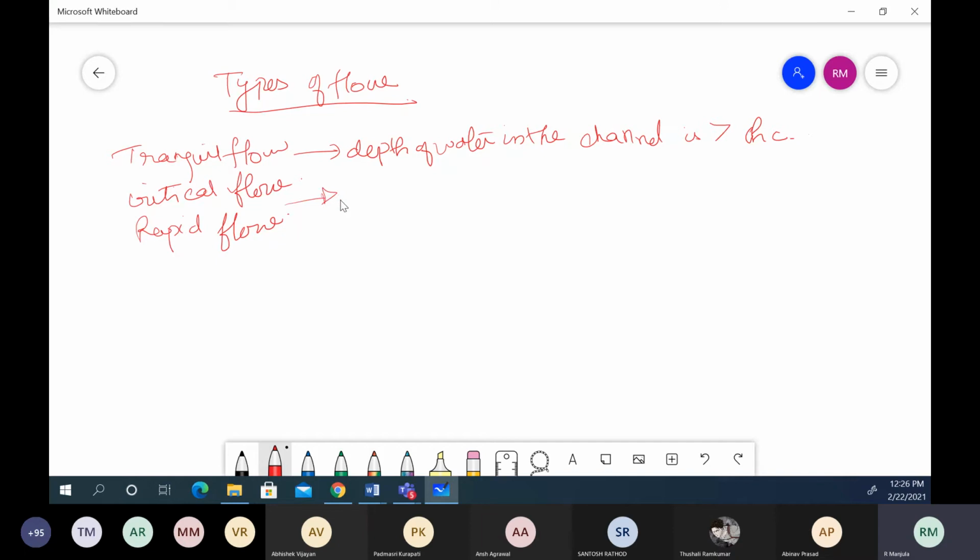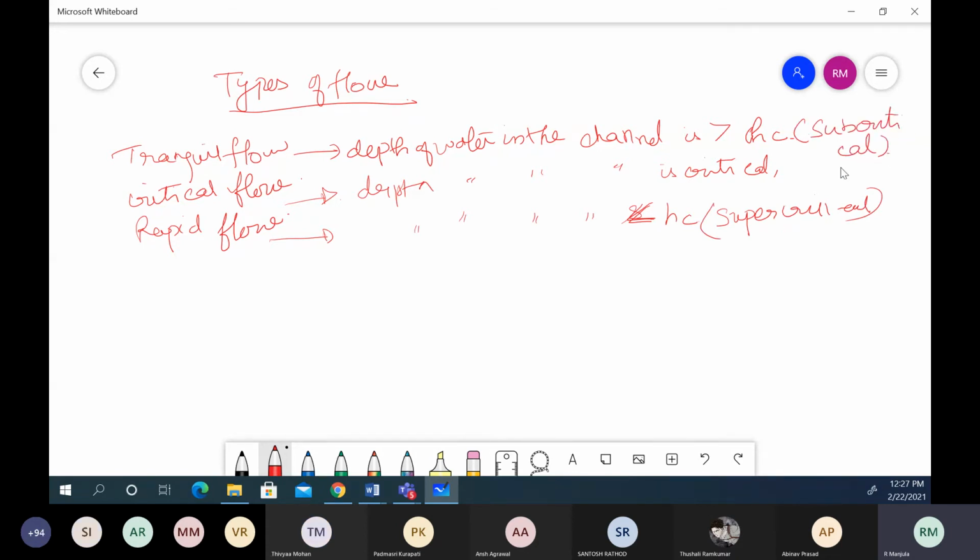Then critical flow: if the depth of flow in the channel is critical, then the flow is called critical flow. If the depth of water in the channel is smaller than HC, or less than HC, then the flow is called rapid flow or supercritical flow. When it is greater, it is called subcritical flow. These are the different types of flows.